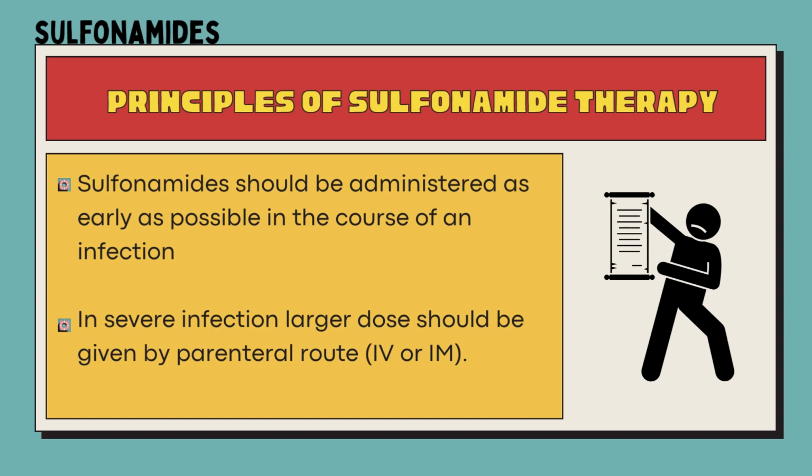Furthermore, what are the principles that need to be kept in mind when applying sulfonamide therapy? Know that sulfonamides should be administered as early as possible in the course of an infection, such as active growth or multiplication of bacteria, an active cellular and humoral defense mechanism, and prompt phagocytosis. In severe infection, a larger dose should be given by parenteral route, through intravascular or intramuscular.